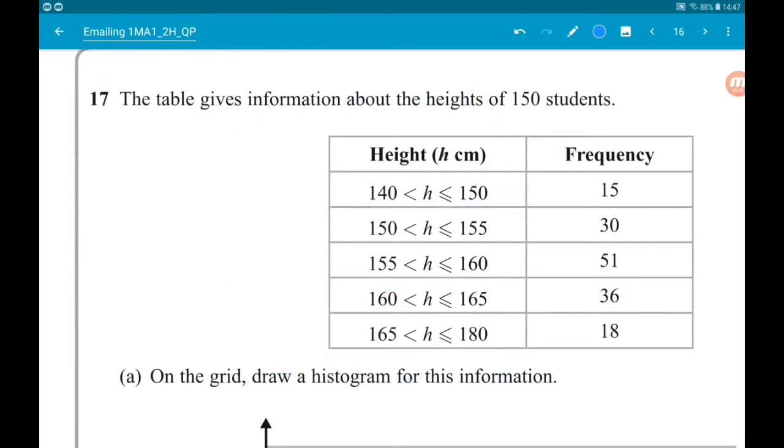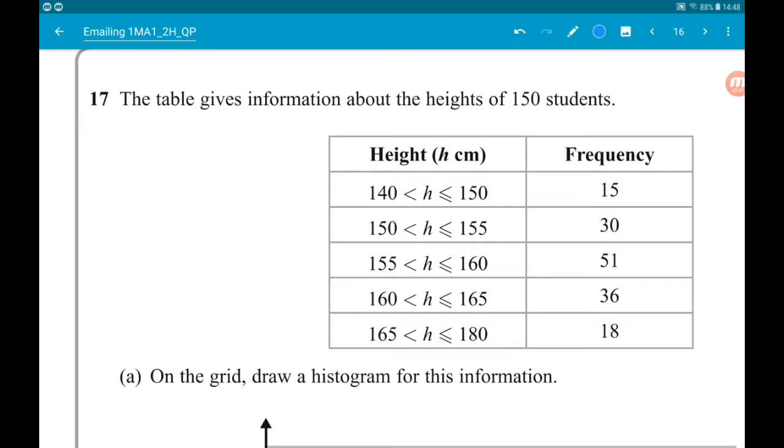Okay, number 17, we have histograms, so my stuff is down below. The table gives information about the heights of 150 students. We've got height h in centimeters, frequency, and part A wants us, on the grid, to draw a histogram for this information.